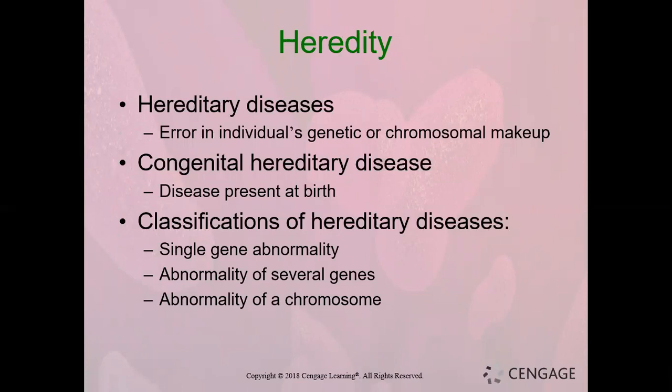Hereditary diseases are made up of errors in individuals' genetic or chromosomal makeup, and they can be congenital, which is present at birth. There are different classifications of these, such as single gene abnormality, several gene abnormality, or an abnormality of a chromosome. We think of Down syndrome in this classification here. There's also like a trisomy 13, I believe, that I've seen.